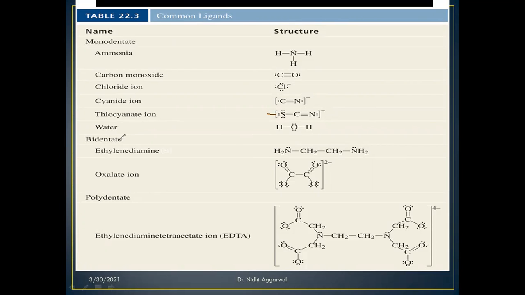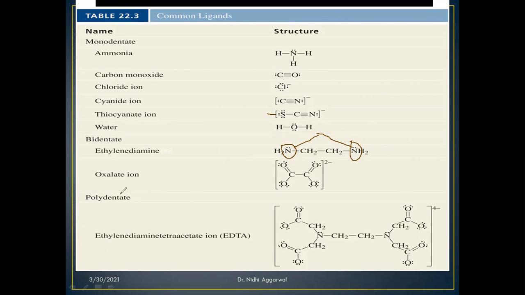The second category is of bidentate ligands. Here you can see in a bidentate ligand there are two donor atoms, the first nitrogen over here and the second one over here. Both of these combine with the metal atom like this. In the center there will be the metal atom over here, and hence they are known as bidentate ligands.